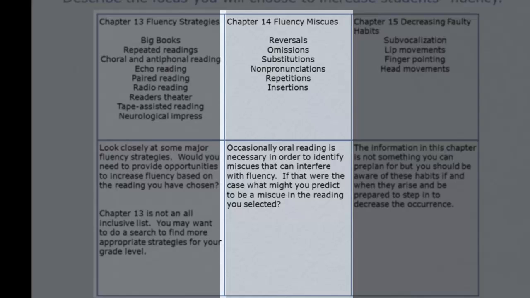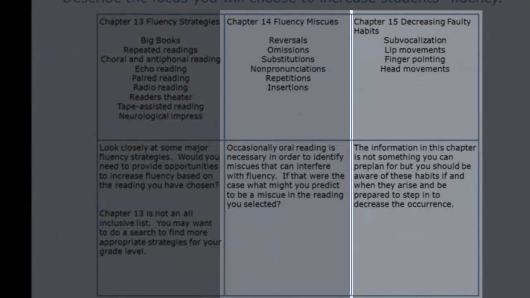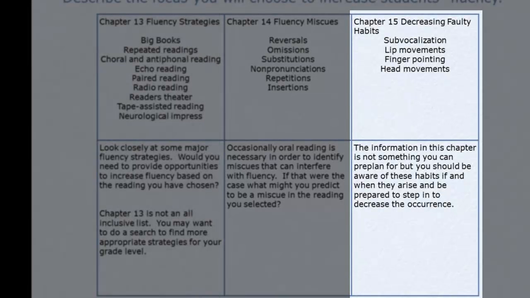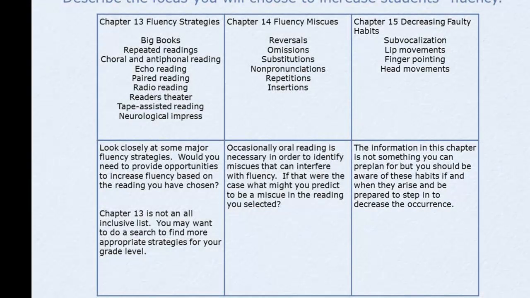Chapter 14, Fluency Miscues. Occasionally, oral reading is necessary in order to identify miscues that can interfere with fluency. If that were the case, what might you predict to be a miscue in the reading you selected? Chapter 15, Decreasing Faulty Habits. The information in this chapter is not something you can pre-plan for, but you should be aware of these habits if and when they arise and be prepared to step in and decrease the occurrence.